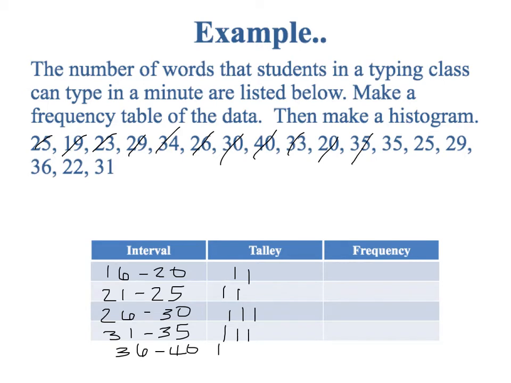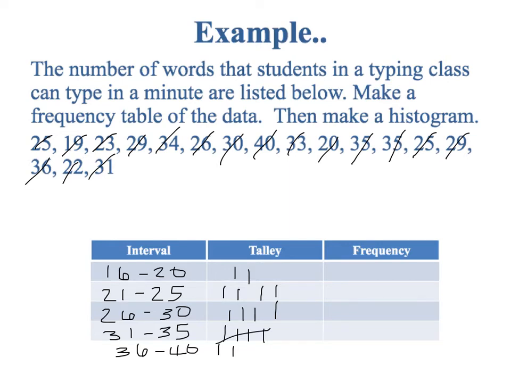35 would go in the fourth one. 35 would also go in the fourth one. 25 would go in the second one. 29 would go in the third one. 36 would go in the last one. 22 would go in the second one. And 31 would go in the fourth one.